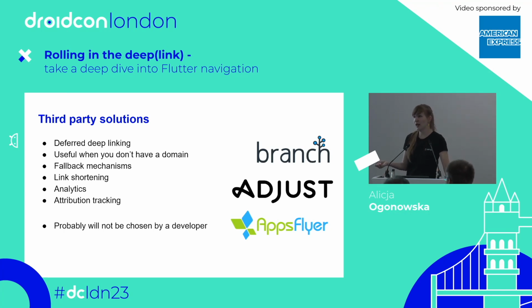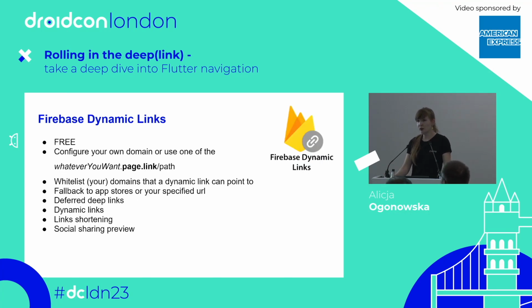So probably it will not be your call anyway. So there is a smaller and also developer-friendly solution, which is Firebase Dynamic Links. It's a Firebase service, it is free, and you can use your own domain or you can configure one of the domains that they offer you. You can also fall back to app stores or some specific URLs. It allows you to do the deferred deep link. You can generate the links dynamically. You can shorten them. You can define a nice social media preview.